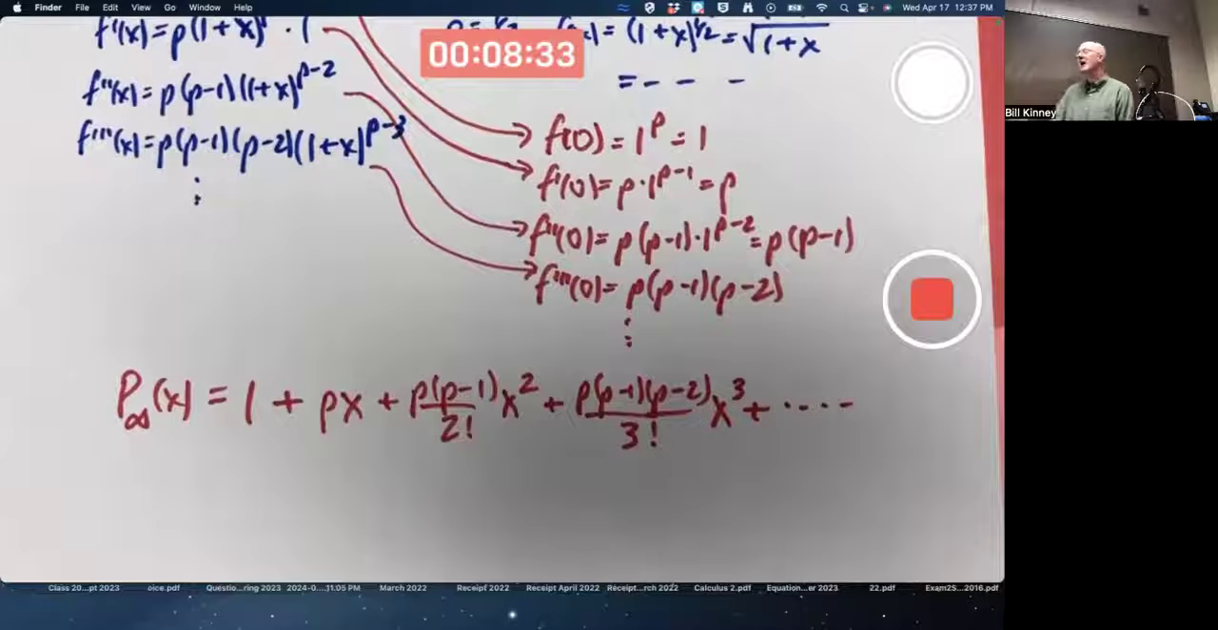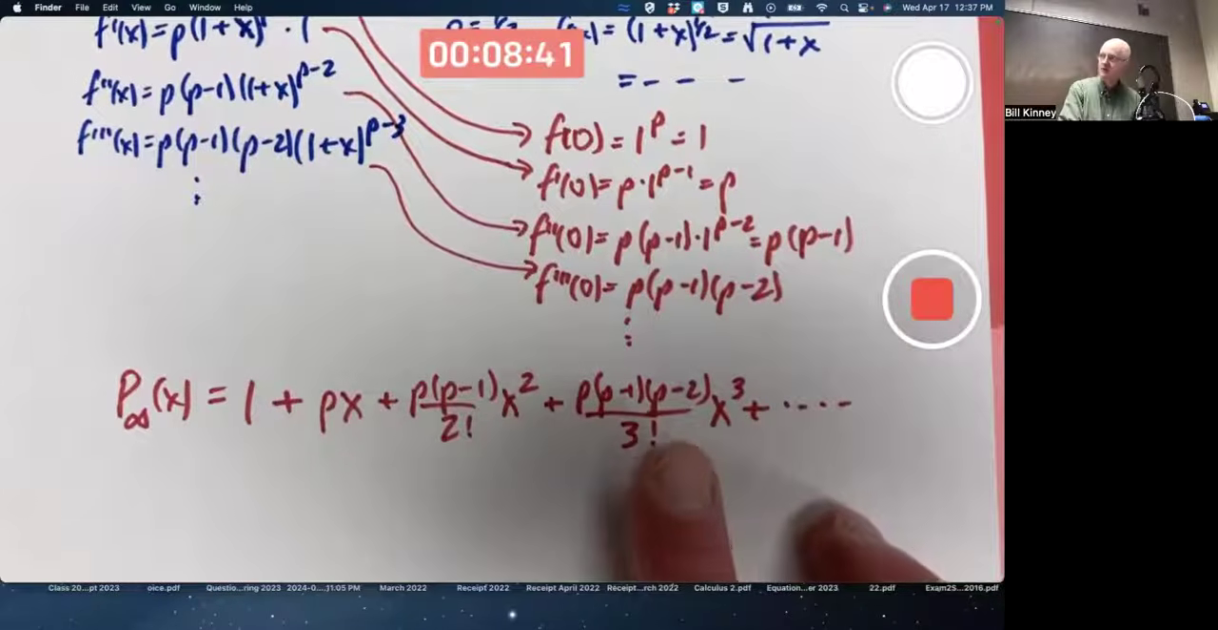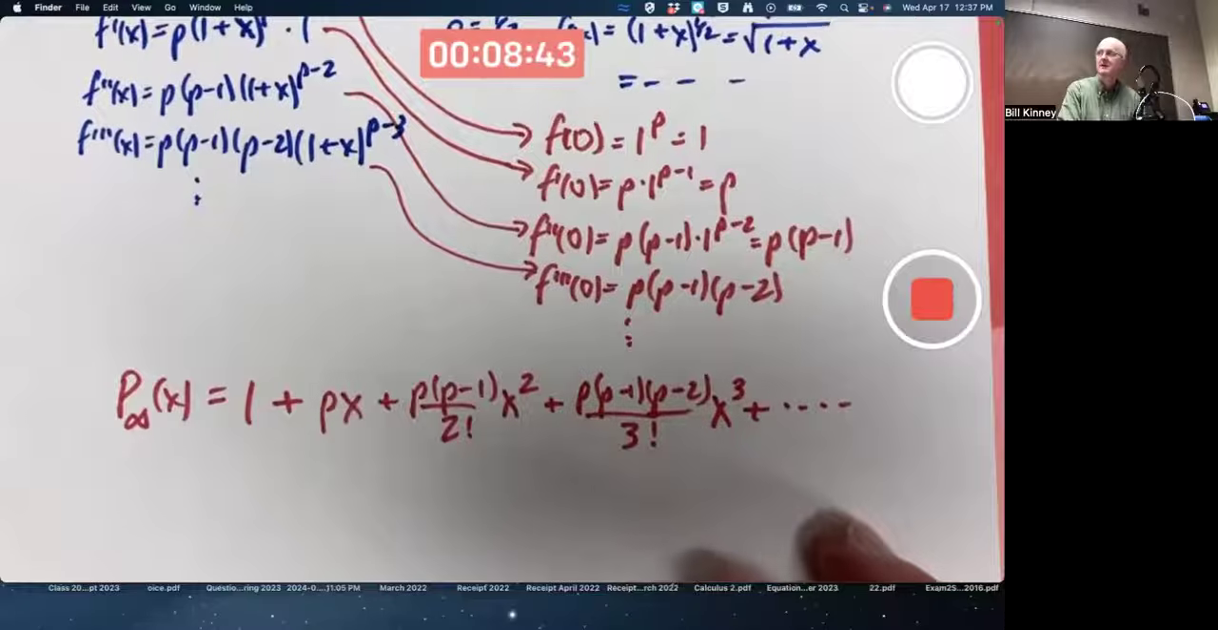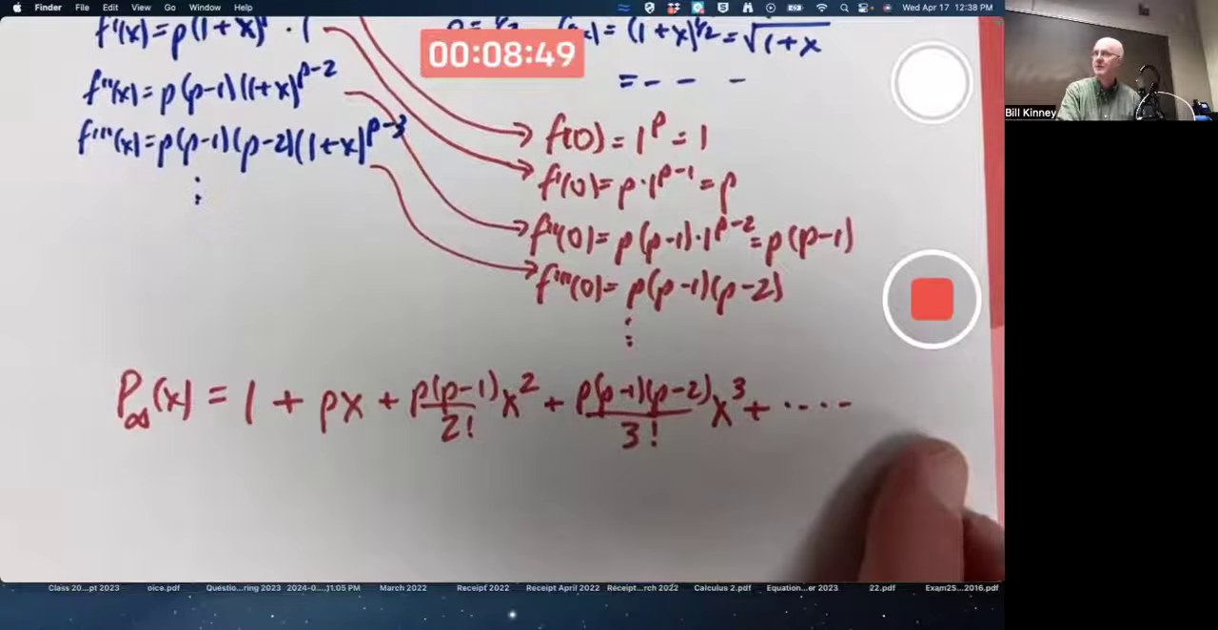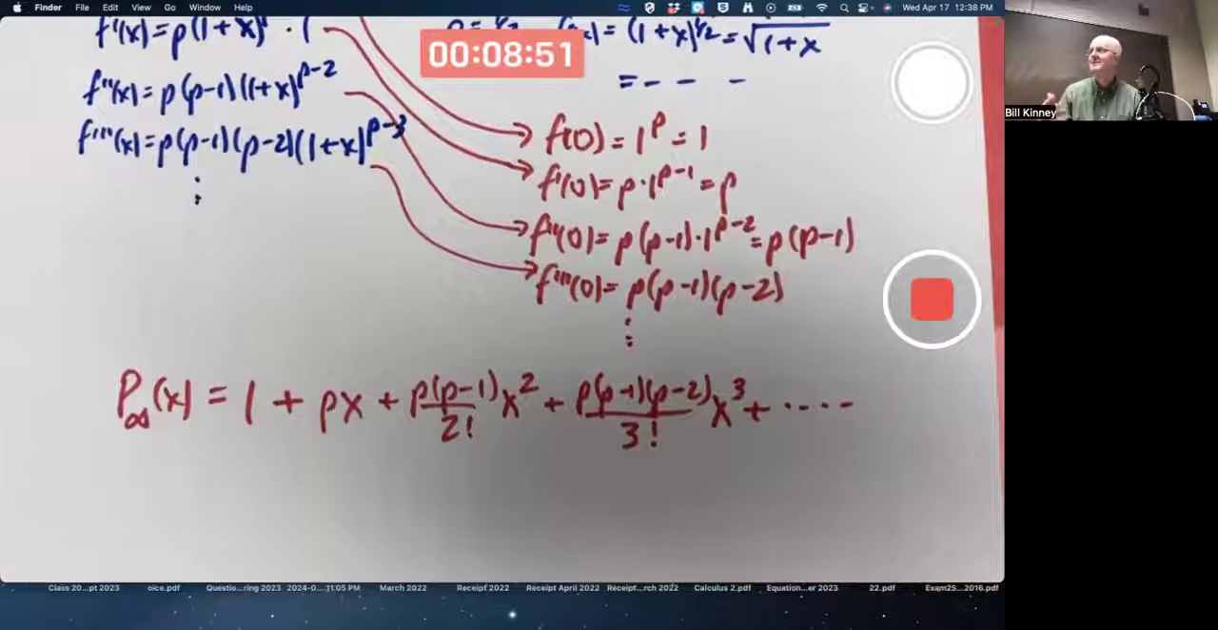This goes on forever unless p happens to be a positive integer like 1 or 2 or 3 or 4 or 5, etc. If p is a positive integer, then at some point these numerators become zeros. For example, if p is 2, this becomes a 0 right there. And after that point, there still are all zeros, and it becomes a finite polynomial, really, instead of an infinite series. So it's more interesting when p is not a positive integer.